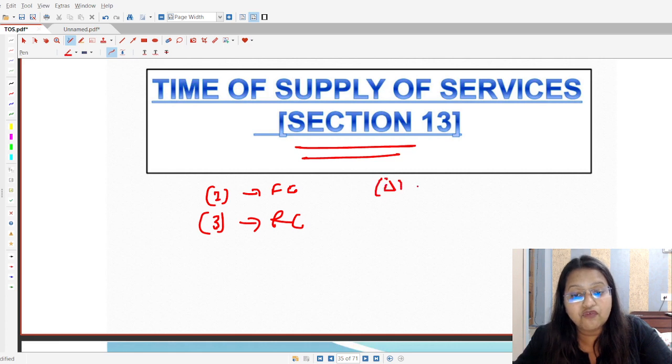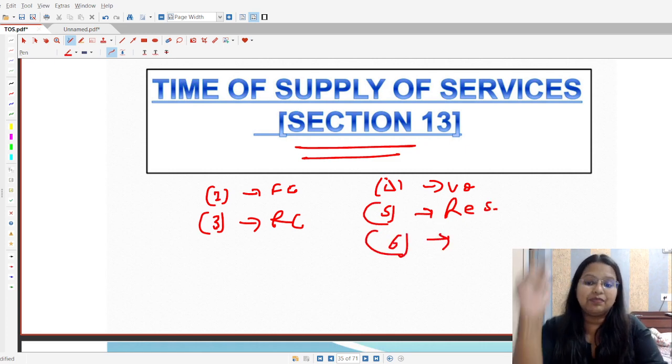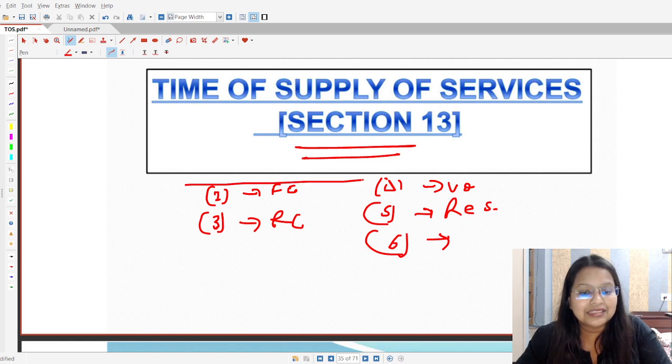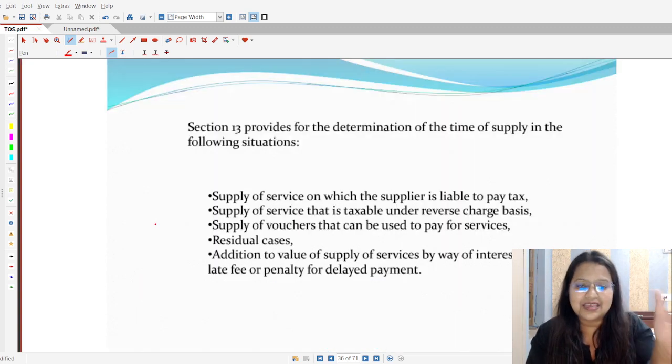In subsection number 4, we will cover the vouchers. In subsection 5, we will cover the residual cases, and subsection 6 will be for the additional payment due to delay in payment of consideration. So these subsections are like icing on the cake, because it becomes very easy to remember the section number also, as it is the same in both the cases.